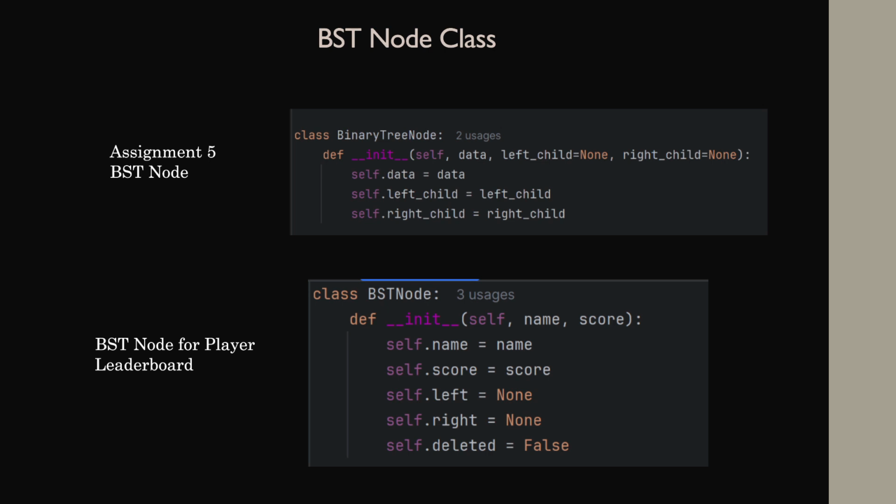So this BST node class for my player leaderboard builds on my assignment 5 BST node class, and the differences are that it is more specialized in that it is designed to store a player's name and their computed score, or the draft value score. Like before, it initializes left and right pointers, but I also add a deleted flag in case I want to support or mark nodes without having to remove them physically.